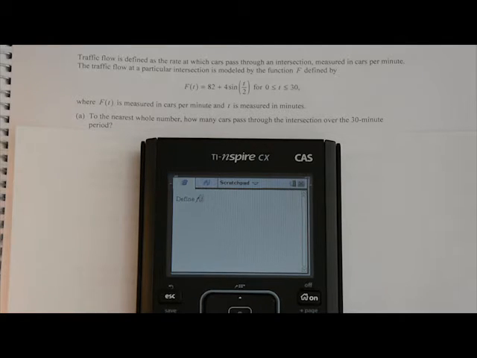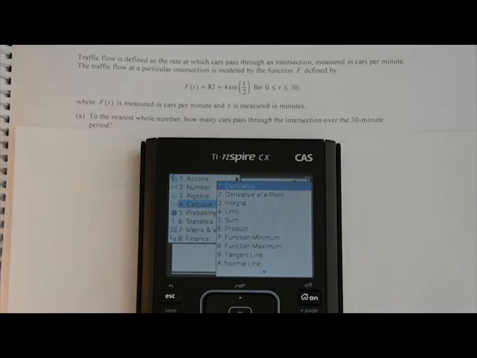So here we can see that we have traffic flow, which is the rate at which cars pass through an intersection, and that's shown by this function f of t, where f of t is the cars per minute and t is measured in minutes. And so here, to make our lives a lot easier, especially when we go to integrate it in part A, we're going to define the function f of t.